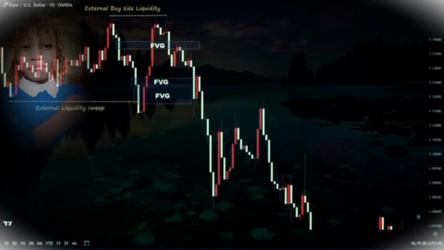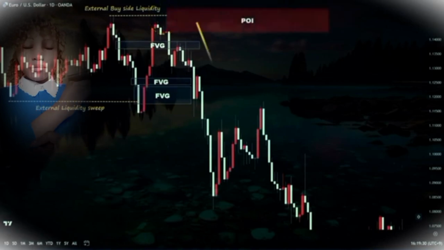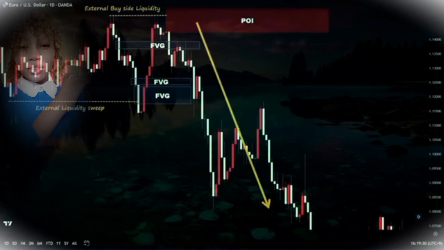What's evident is that the price, after sweeping the buy-side liquidity and forming a perfect POI, promptly reversed its direction back to its primary direction. It's worth noting that the price is now poised to target the sell-side liquidity, which aligns with its dominant direction. This potent trading setup is undoubtedly one of my personal favorites.